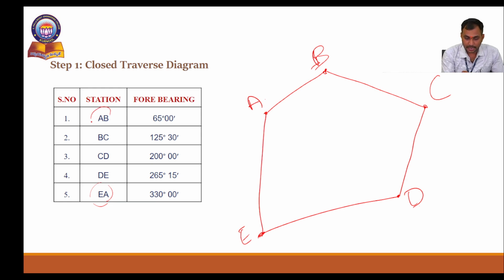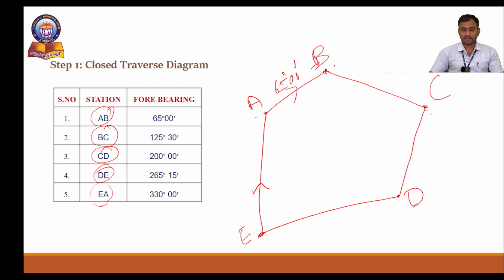For AB means A to B, again B to C means from B to C, next C to D, next D to E, and finally E to A. Those are the forebearing values. What is the forebearing value for AB? 65 degrees 00 minutes. First we have to draw the diagram.